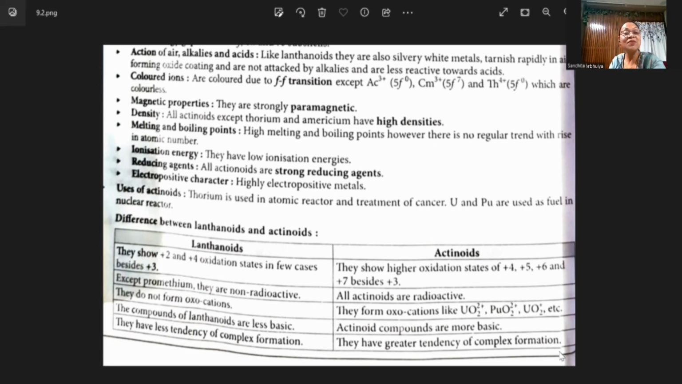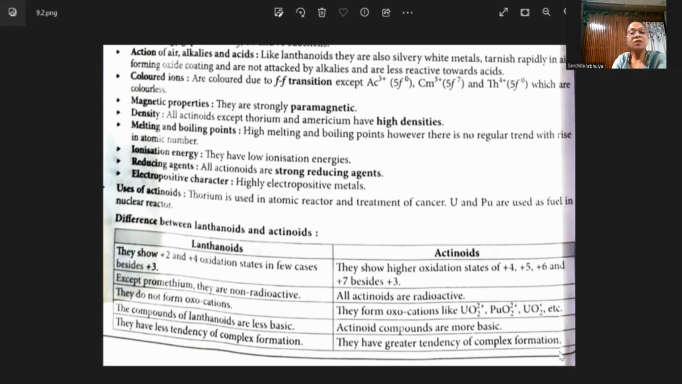And what are the uses of actinoids? Thorium is used in nuclear reactors, that you must be knowing, in atomic reactors, and it's also used in the treatment of cancer. Uranium and plutonium are used as fuels in nuclear reactors.